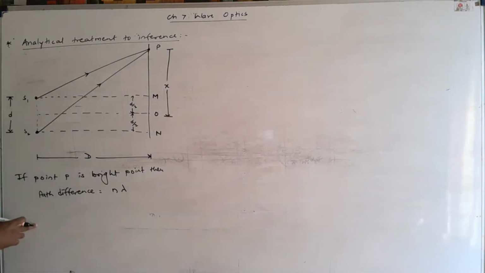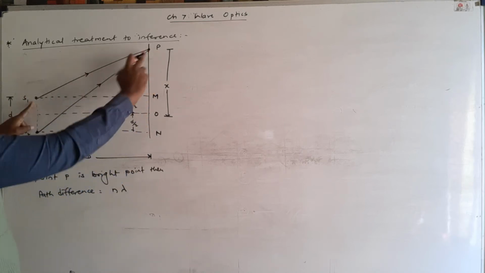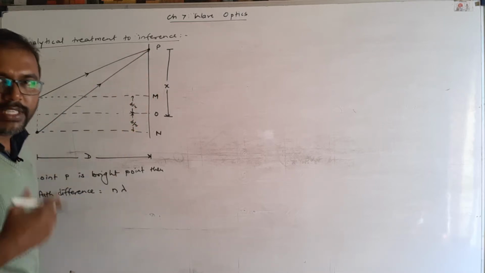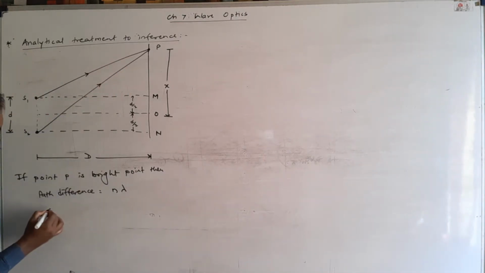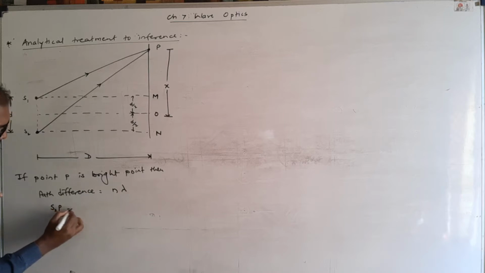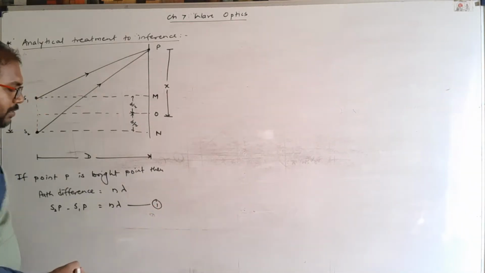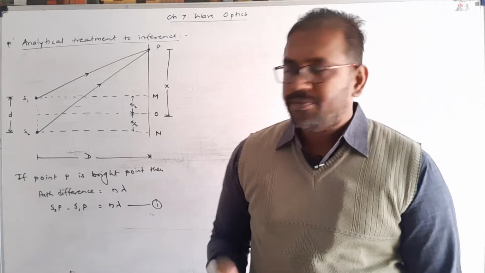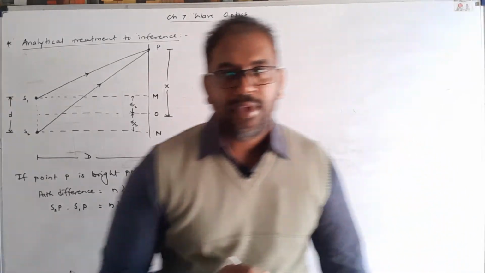Now, path difference. The first path, the light wave from S1 reaching P, is S1P. The second path is S2P, because the light wave from S2 reaches point P. So the path difference, with the larger one S2P, is larger minus smaller: S2P minus S1P. And this is equal to n lambda. I can give it equation number 1. So if point P is a bright point, then this is the equation.